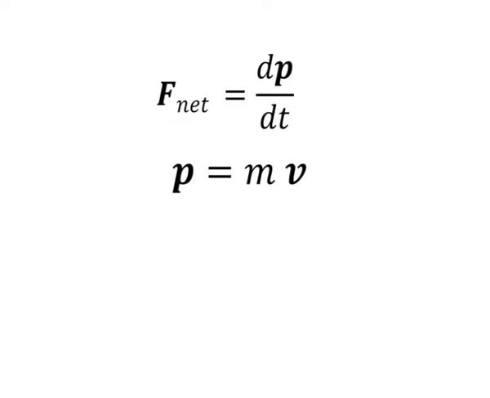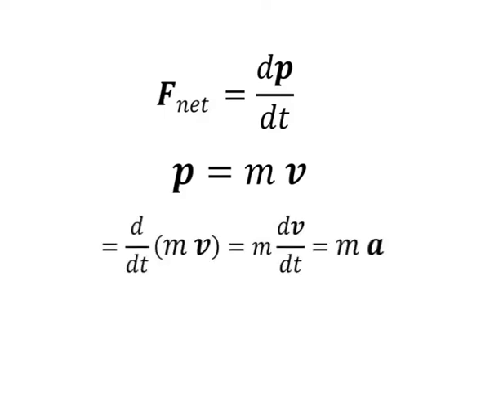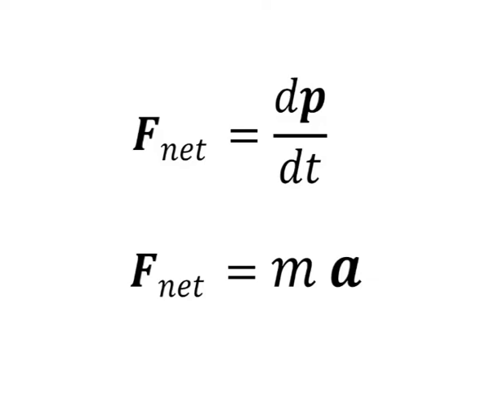Substituting the value of p = mv into this equation for constant mass m, we get F net = d/dt (mv), which is again equal to m dv/dt, and finally equal to m a. Thus, the relations F net = dp/dt and F net = ma are equivalent expressions of Newton's second law of motion for a particle.